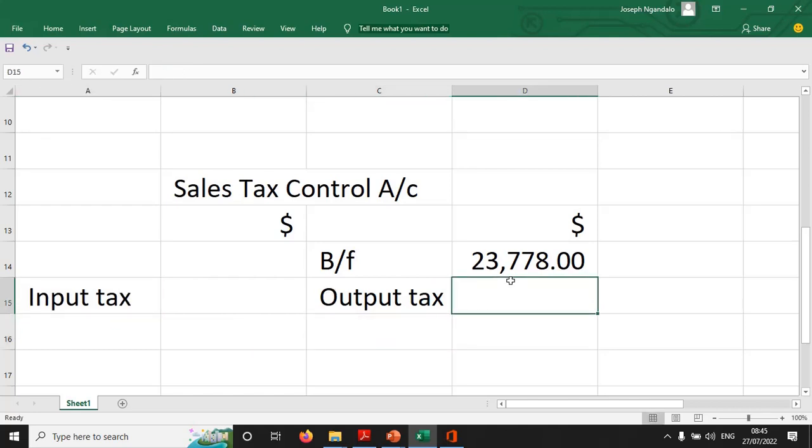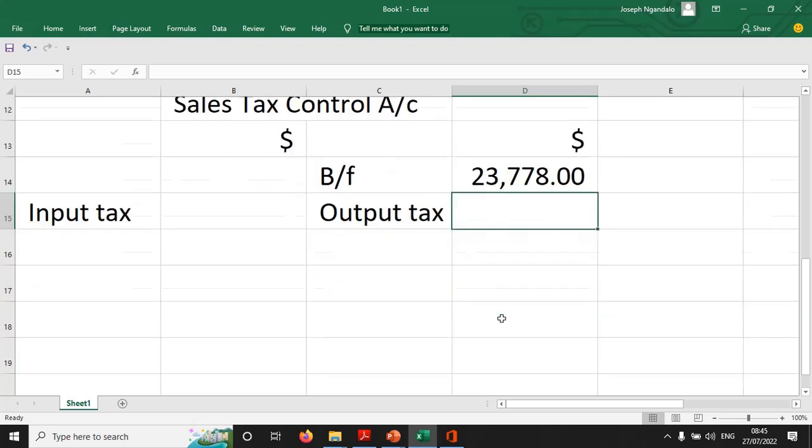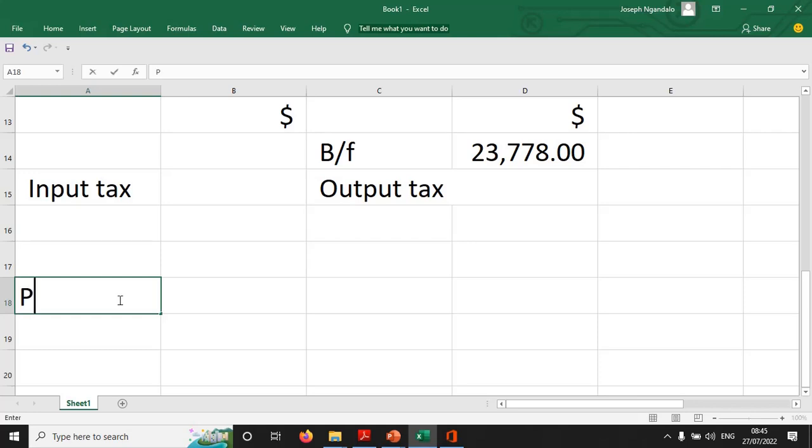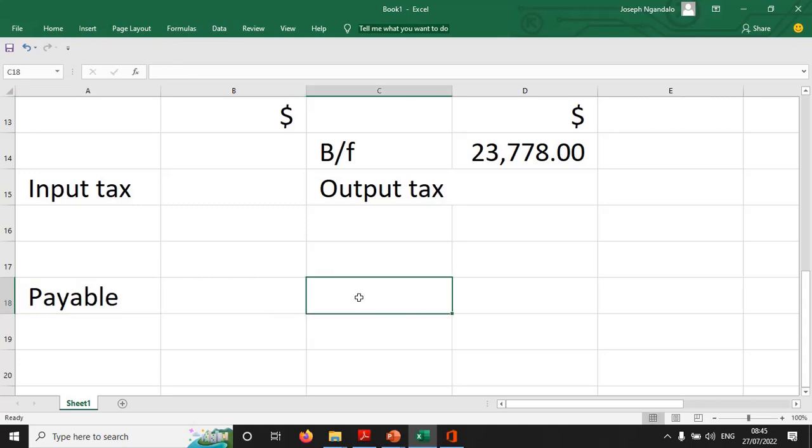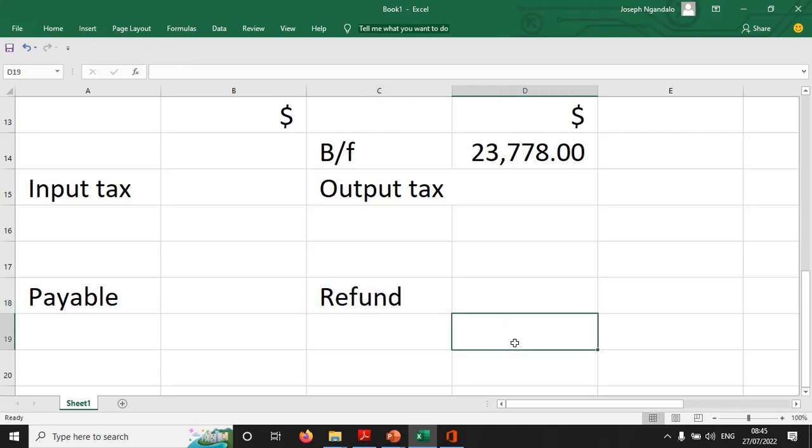Now listen carefully. We have to balance this account to find out whether we owe the tax authorities or whether the tax authorities owe us a refund. If the credit side is more, then the balancing figure will be on the other hand, on the debit, right? So we have a payable. If the debit side is more, then we are likely to have a what? A refund.